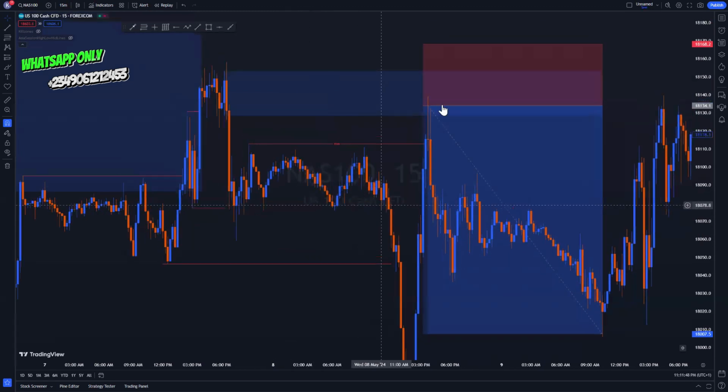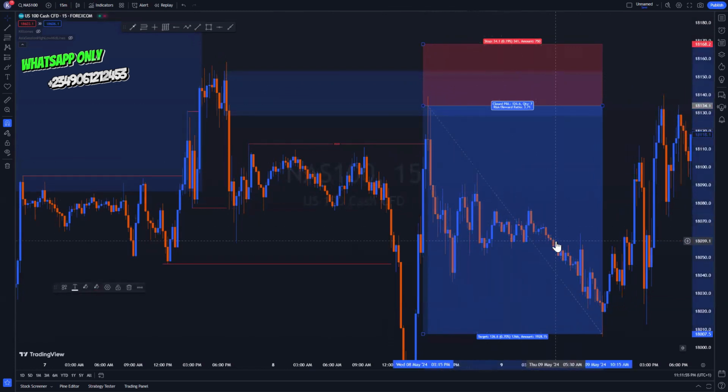Very simple. Now I took this trade, and you can see how it went. A perfect 1:3 risk to reward. Very simple. Now you can use this strategy on Nasdaq, on SPX, and on US 30. Those are the indices I trade most often using this strategy.